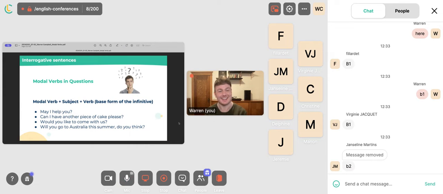So here we have modal verbs in questions. Okay. So we can see the structure here. Modal verb, subject, and verb. Very typical in English. We don't usually have the subject at the beginning of a question. It's normally a verb, an auxiliary, question word or something, okay? So here we have modal verb, subject, verb, again in the base form.